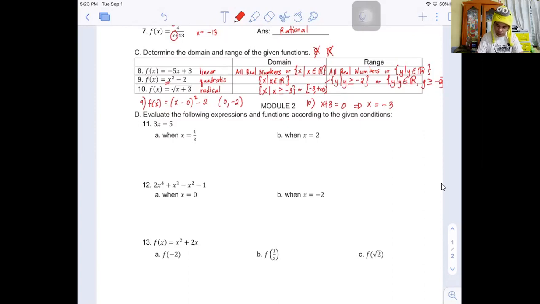For number 9, or the set of all real numbers, another way of writing that is negative infinity, comma, positive infinity. Okay? How about for the range?